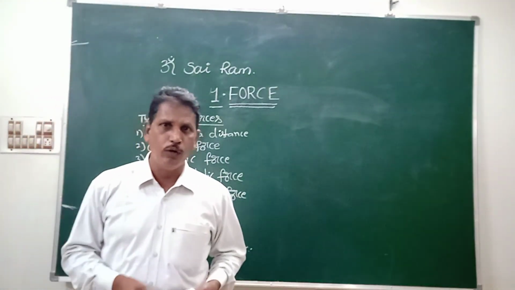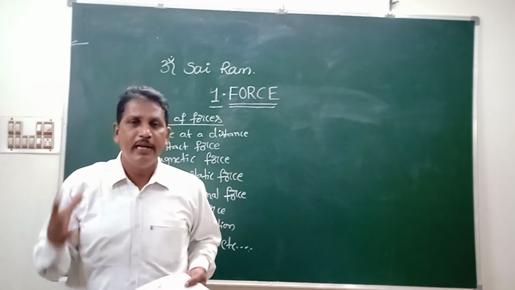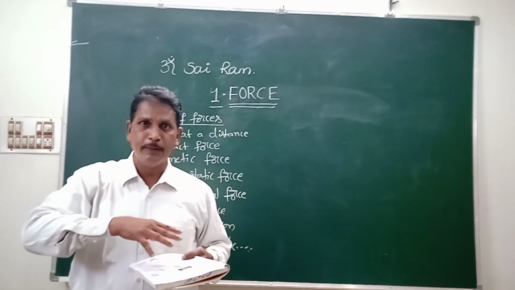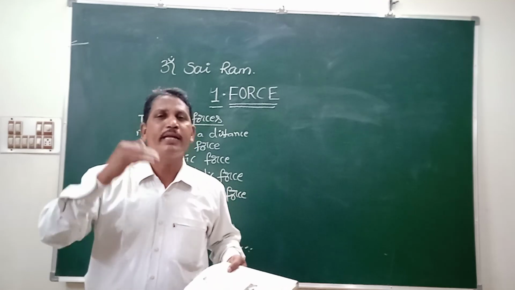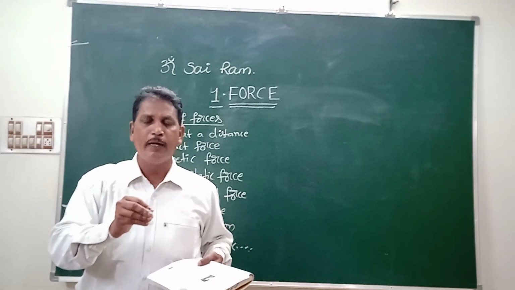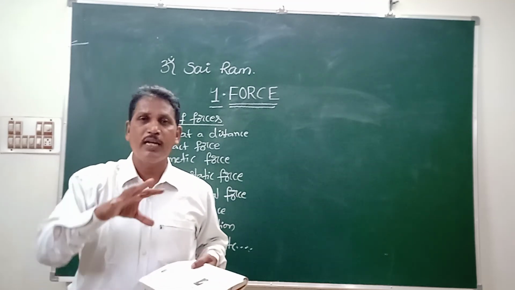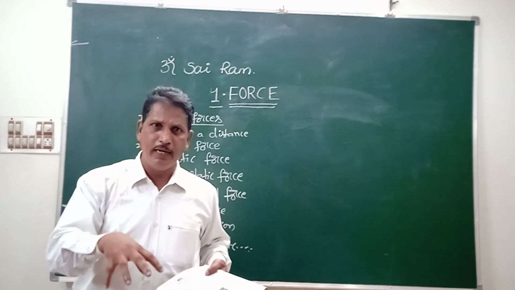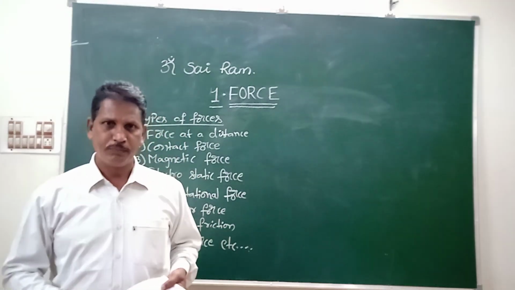Magnetic force. We know every magnet releases magnetic lines of force around it. The total number of magnetic lines of force is called the magnetic field. This magnetic field is also called magnetic flux.